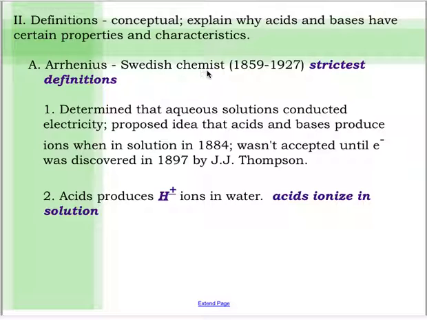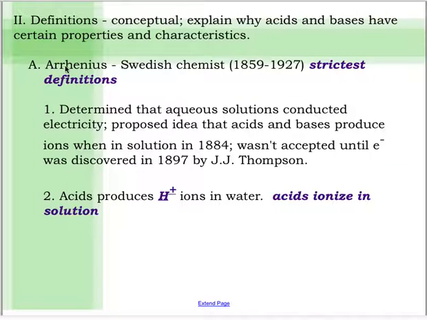This was a Swedish chemist, 1859 to 1927, and you want to understand that this was the definition when we didn't even know that there were electrons yet. To give you a historical perspective, we're back in 1884, and we didn't even find out about the electron for another 13 years. So it's a pretty strict definition because we didn't really have a lot of the other understandings that we needed.